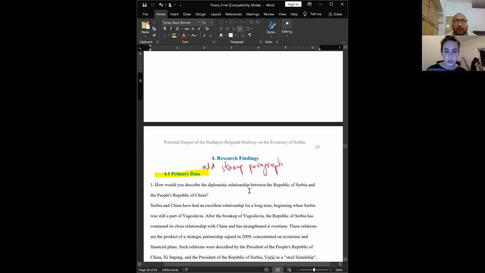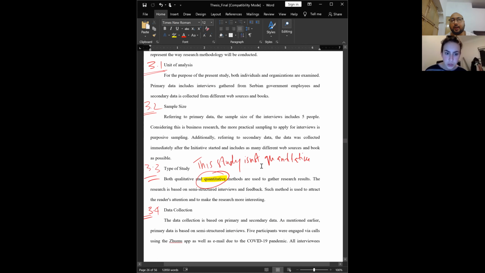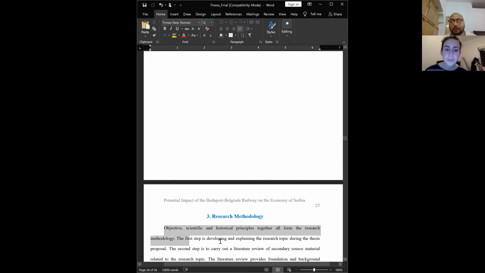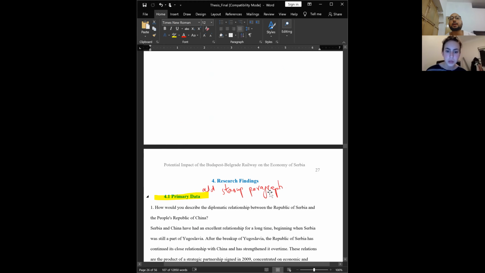Very nice. And research findings: in methodology you started with a paragraph, but here you just started directly, which is not good. Add some starting paragraph. In research findings, there is the explanation of all those 5 or 6 questions that I asked the interviewees, and again you can write one, two or three lines, like primary and secondary data. Primary data are interviews, and secondary data sources you can explain.